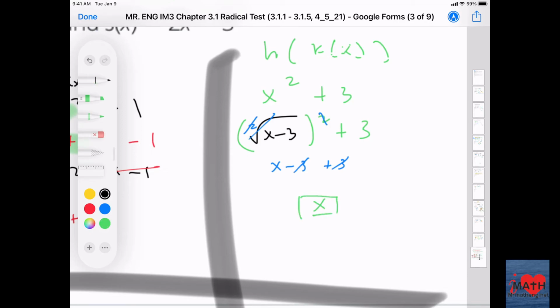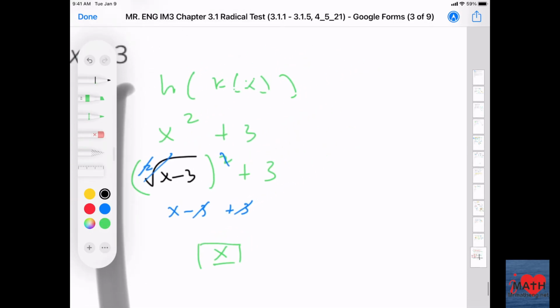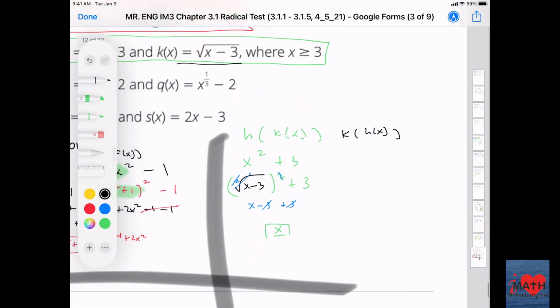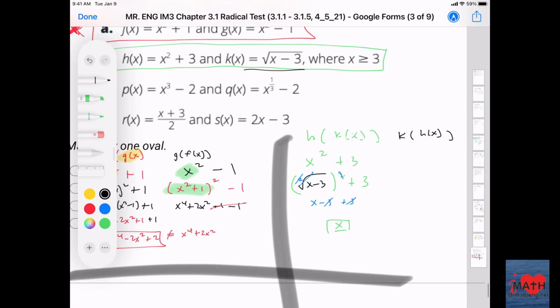Okay, let's do the same thing now, but we're going to do k of x. But every x value in k, we're going to put now the h. So here is k. K is square root of x minus 3. And for that x value, I'm going to put in the h of x, which is x squared plus 3. Now you still have that minus 3. Do you see that?